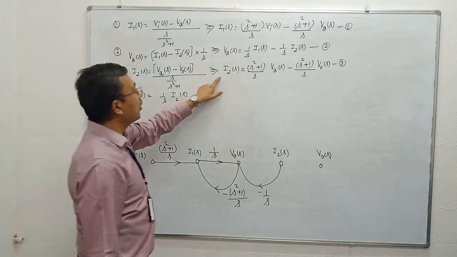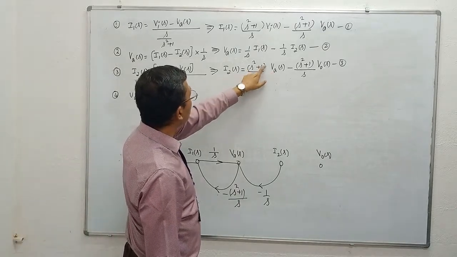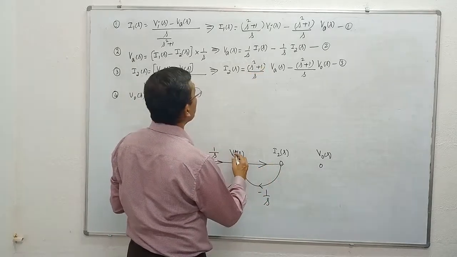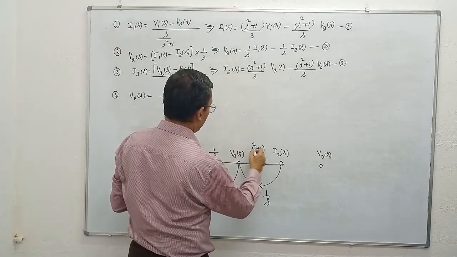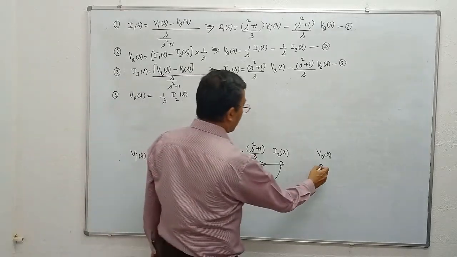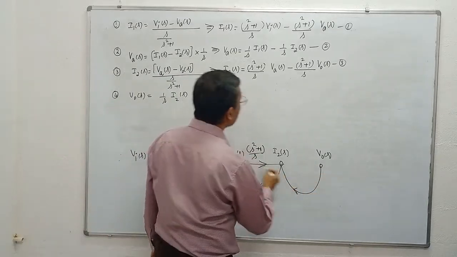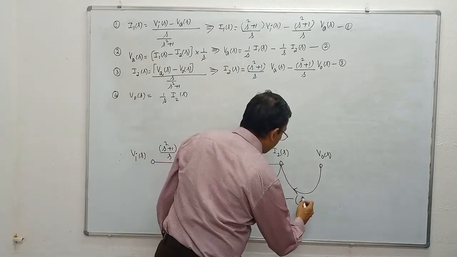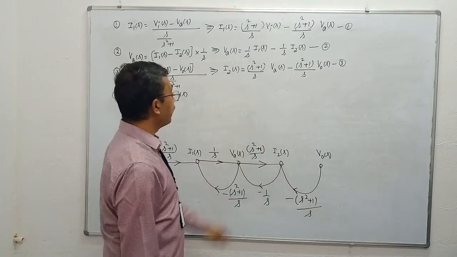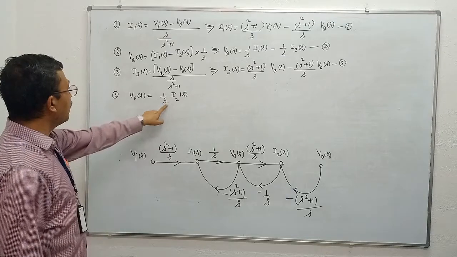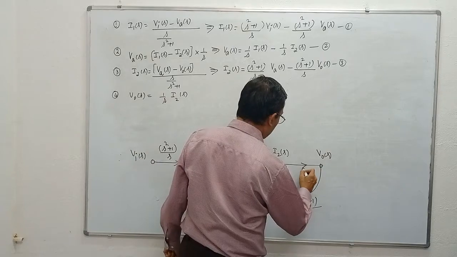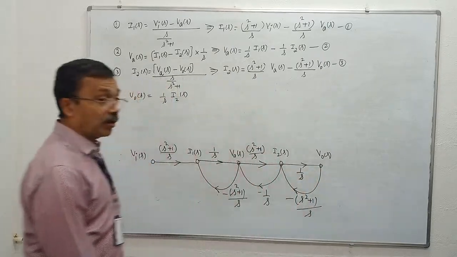Now come to this equation. VA of S multiplied by S square plus 1 divided by S should enter I2 of S. Take V0 of S, multiply V0 of S by minus S square plus 1 divided by S and give it to I2 of S. Last equation. I2 of S into 1 by S should enter V0 of S.